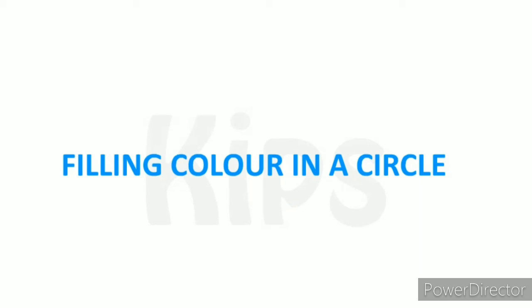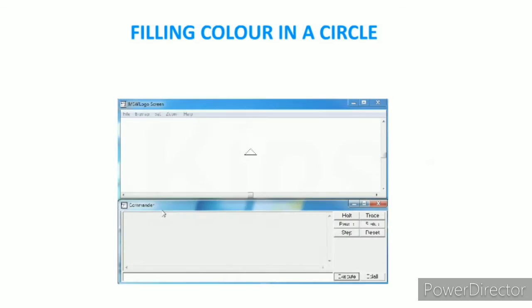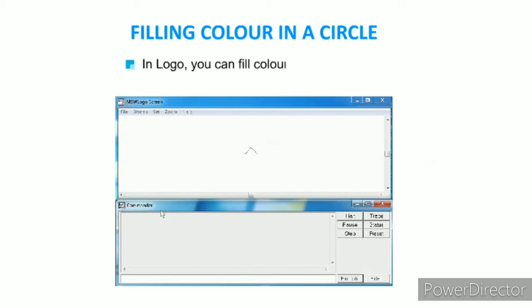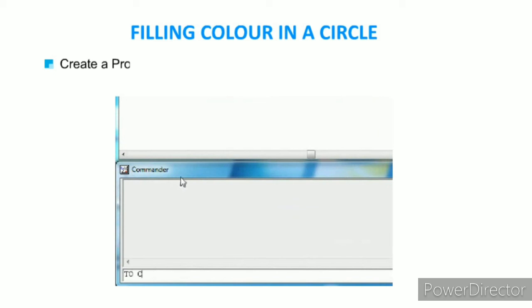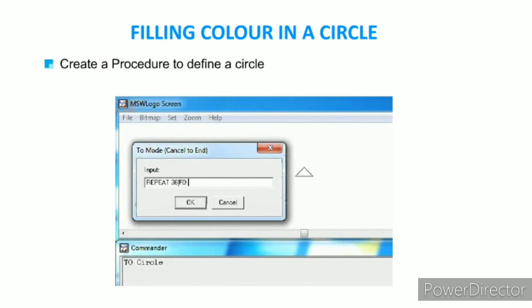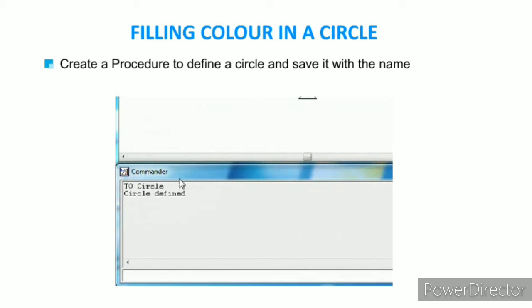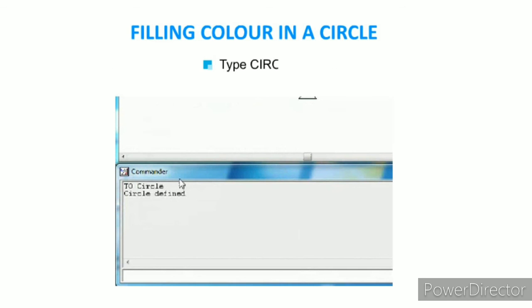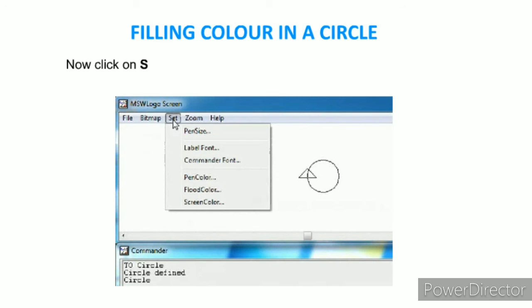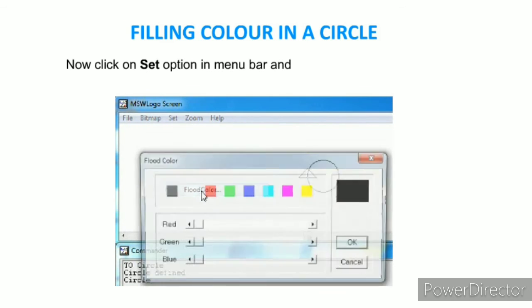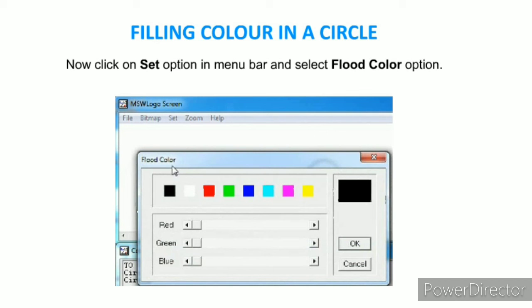Now, let us learn how to fill color in a circle. In Logo, you can fill color in the pictures. While filling the color, the turtle should be placed inside the picture to be filled. Create a procedure to define a circle and save it with the name circle. Type circle, press the enter key. Now click on the set option in the menu bar and select the flood color option.